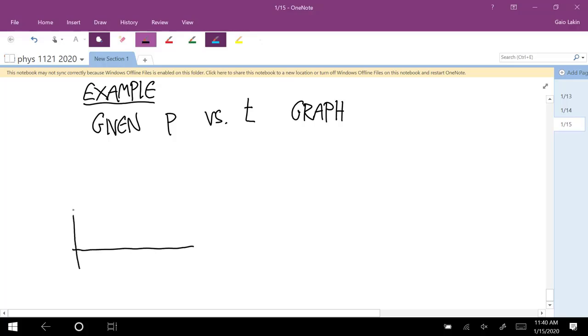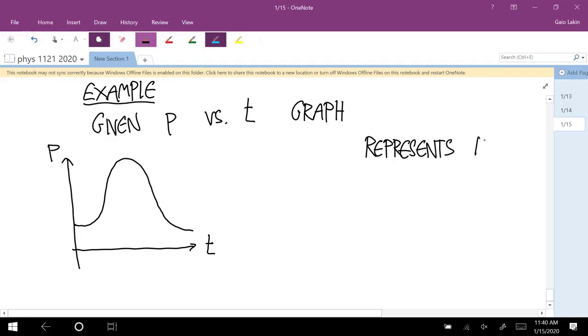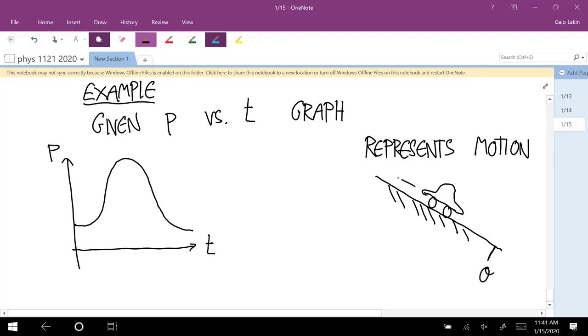So let's say that the position versus time graph is this. Let's say it starts here, does that. Okay. And let's say that that represents a motion, let's say, of an object moving along a ramp. And let's say the zero position is here and the positive direction is this way.